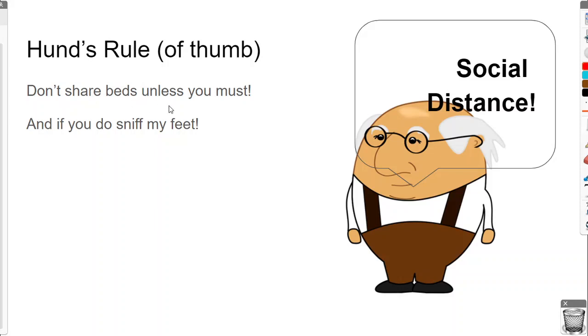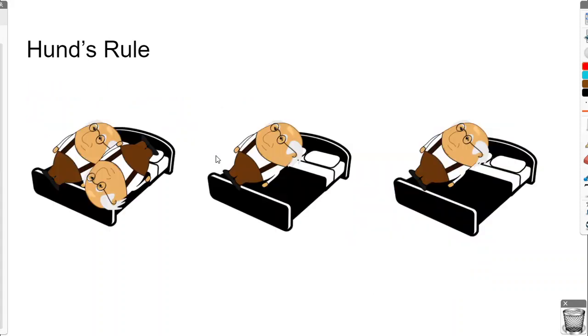So they won't share a bed unless they absolutely have to. And when they do share a bed, they're going to sniff their feet, which means basically they'll be facing opposite directions.